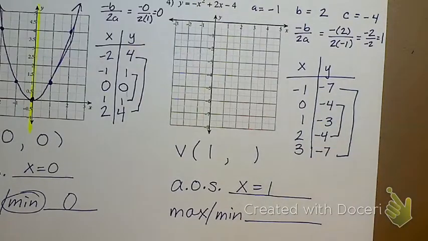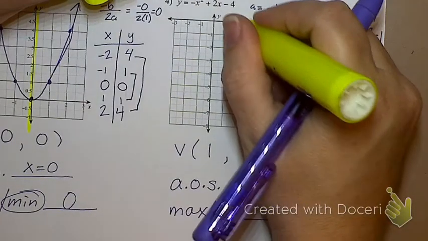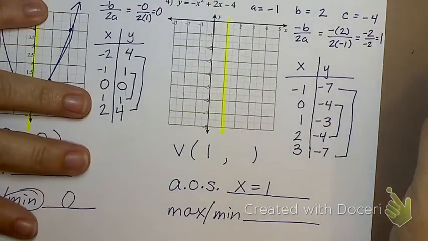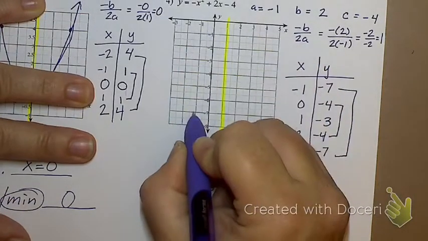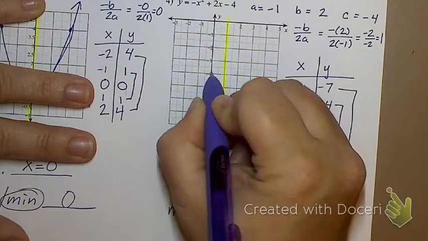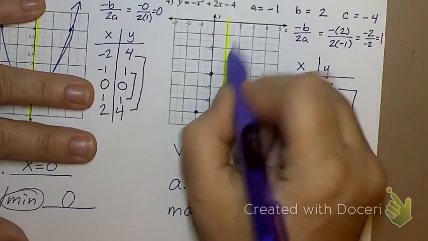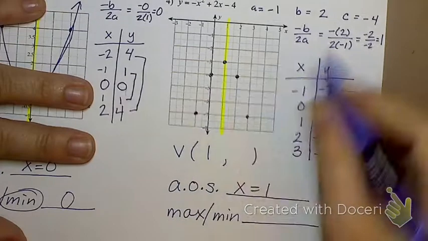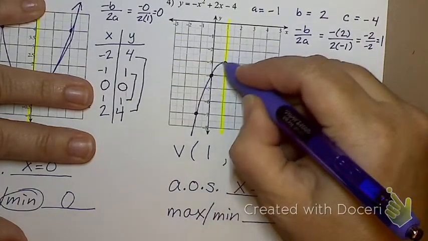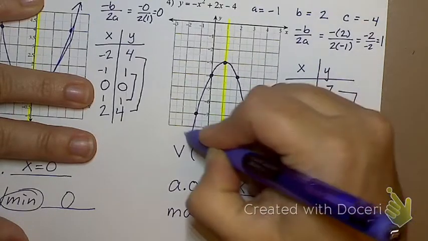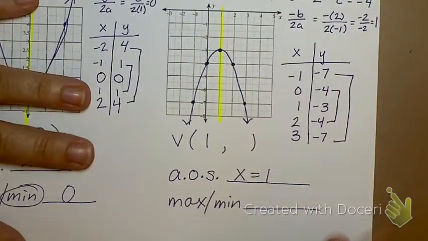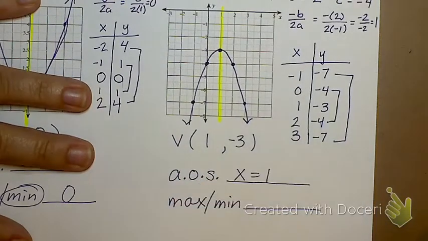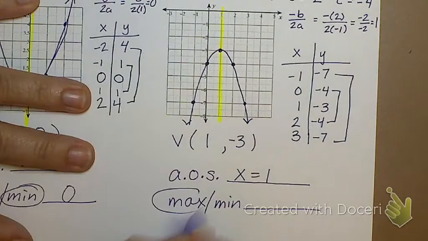Yeah? I'm going to draw in that axis of symmetry. And let's plot my points. -1, -7, 0, -4, 1, -3, 2, -4, and 3, -7. All right, so let me fill out the rest of my information. My vertex is 1, -3. Do I have a maximum or a minimum? And what is that maximum value?